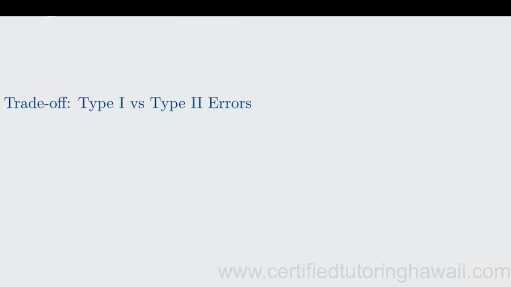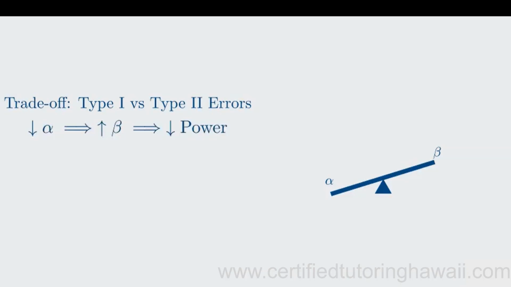It is a common mistake to think we can just make both error probabilities 0. Unfortunately, there is a natural trade-off between type 1 and type 2 errors. Think of alpha and beta on a seesaw. If you want to decrease the probability of a type 1 error, you lower your significance level alpha. But as alpha goes down, the bar for evidence becomes much higher. Because you are being so strict about rejecting the null, you are more likely to miss a true effect. When alpha decreases, beta, the probability of a type 2 error, increases. And since power is 1 minus beta, when beta goes up, power goes down.